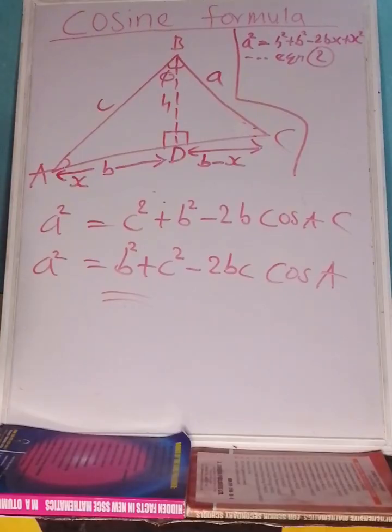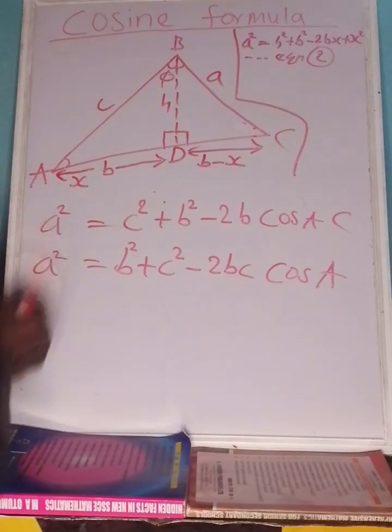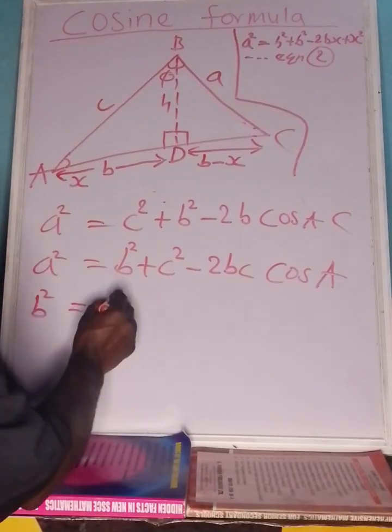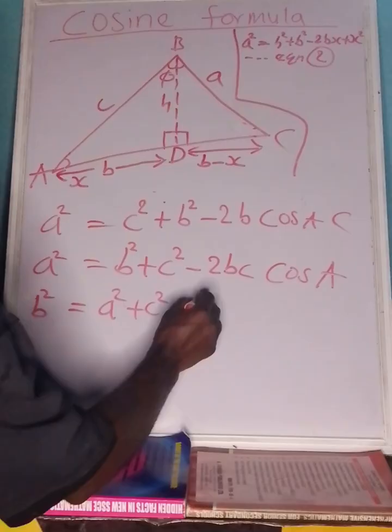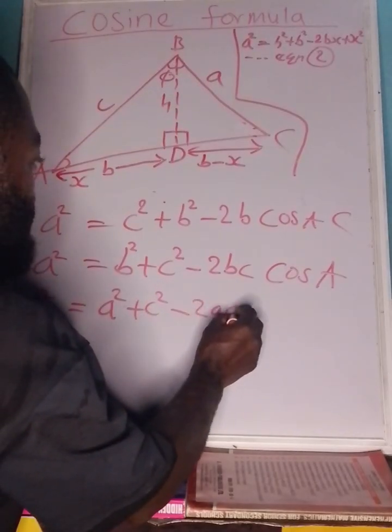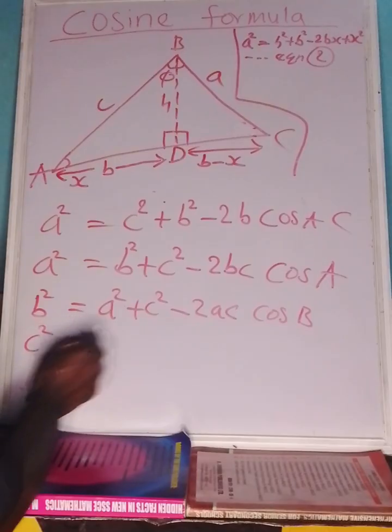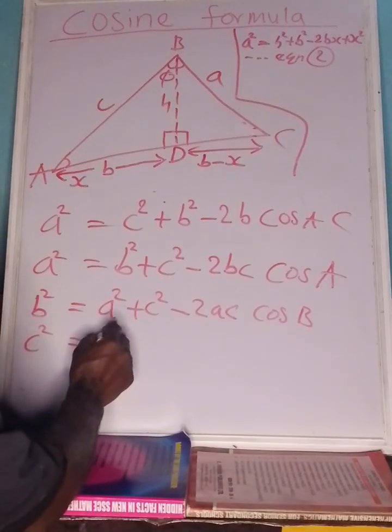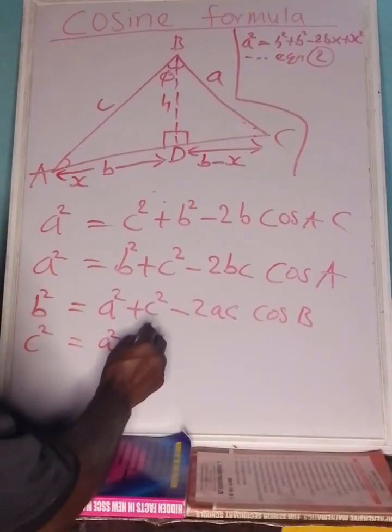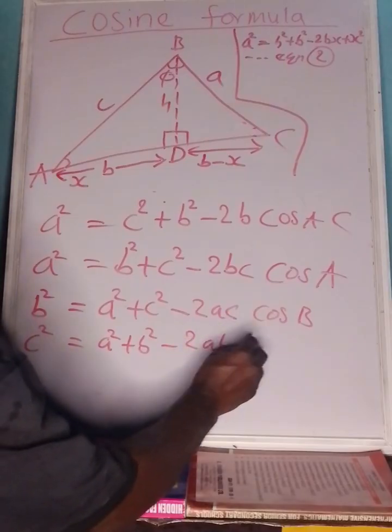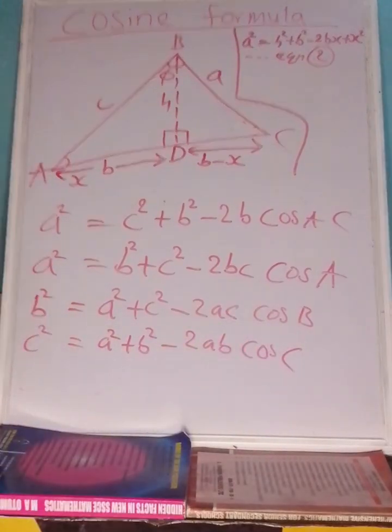You can see that we have generated our cosine formula. Mind you, this is the standard cosine formula, but what becomes the subject of the formula depends on what you are looking for. When you are looking for side A, A becomes the subject. When you are looking for side B, you have B squared equal to A squared plus C squared minus 2AC cos B. When you are looking for side C, you have C squared equal to A squared plus B squared minus 2AB cos C. It depends on the side you are looking for.